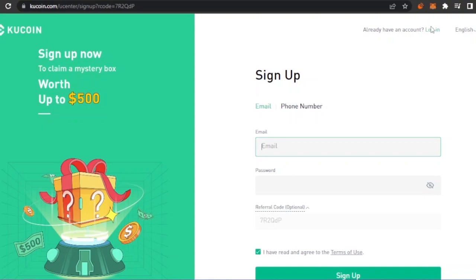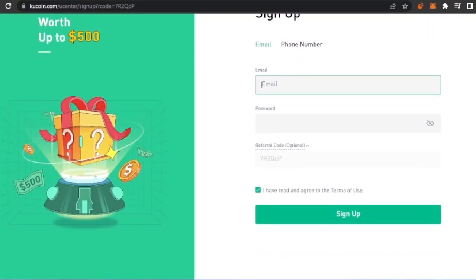I don't have an account, so I have to make an account right now. I'm just going to enter my email, then my password, and I'm going to enter the referral code that is sent to my email. After that I'm going to sign up, and then I'll get back to you guys.